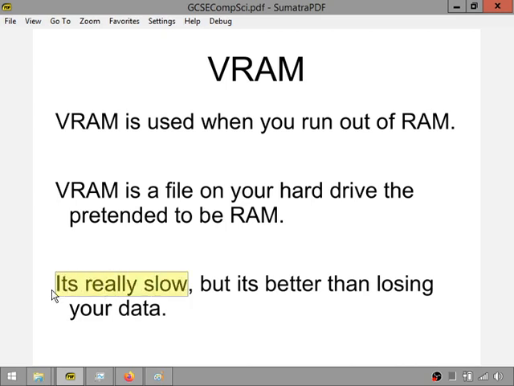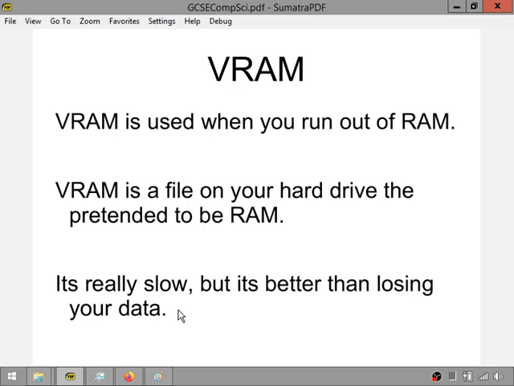So once you start dipping into your VRAM, everything goes painfully slow on your computer, and your hard drive is just busy reading and writing stuff to it. So VRAM, it's good because it stops things from crashing when you run out of RAM. But when you are using your VRAM, things go really, really, really slow.